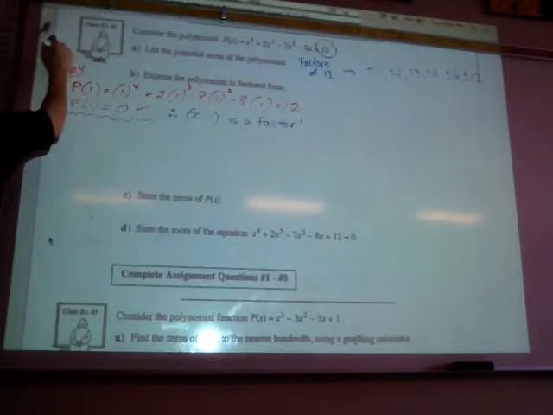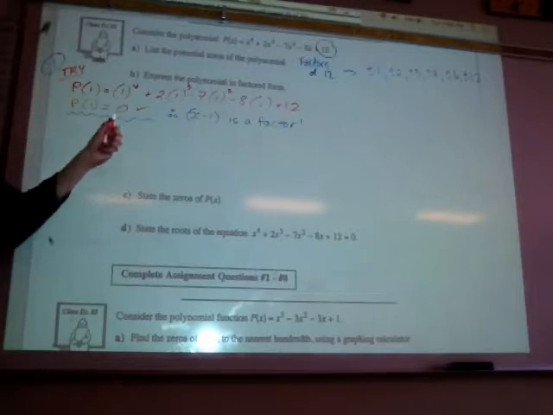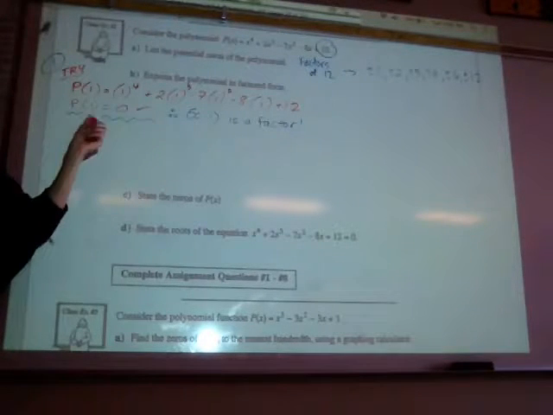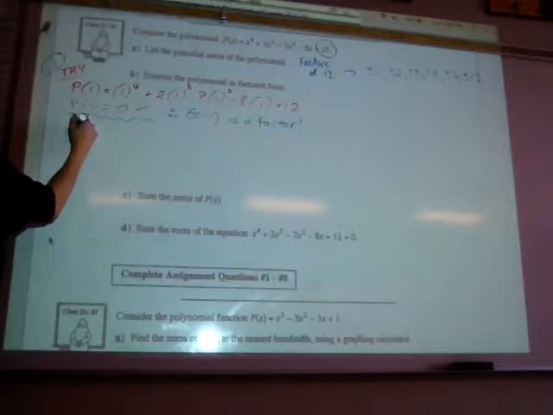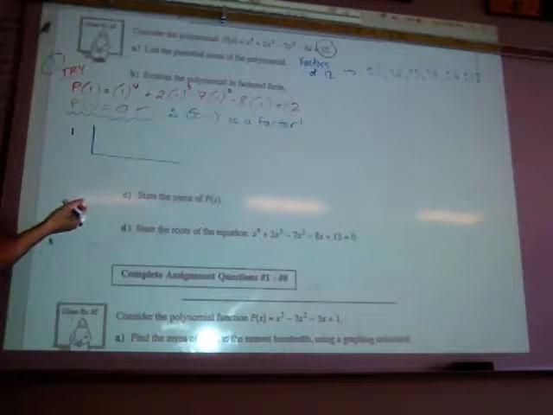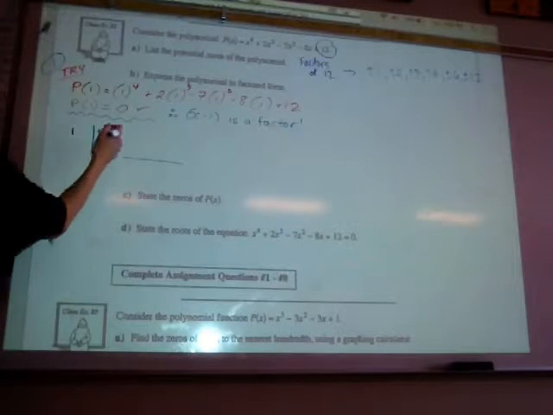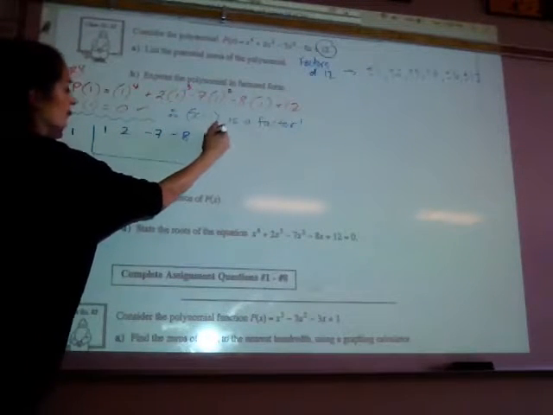So step 1, we got to figure out what's a factor. We made a lucky guess. We chose P of 1, and it worked out. But maybe you chose P of negative 1, or P of 3, or P of 4. You have to keep playing around, subbing in values into the polynomial until you get a remainder of 0. When you get a remainder of 0, yay, you can move on. So we got P of 1 equals 0, so I can put 1 on the side of my synthetic division. Let's put the coefficients of the polynomial up top. So we got 1, 2, negative 7, negative 8, positive 12.